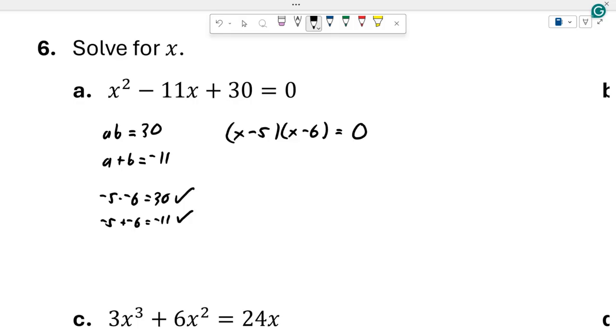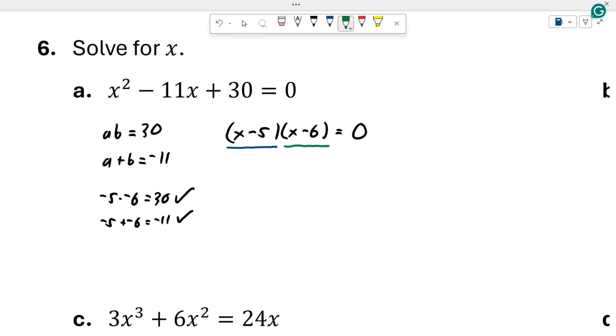Notice that if you wanted to go backwards from the factored form to the original form, you would use FOIL, right? You would distribute first, outer, inner, last, combine like terms, and you would end up getting the original equation that we started with. So what I have here is quantity x minus 5 times quantity x minus 6 equals 0. Well, notice that when you have factored form like this, we have a product.